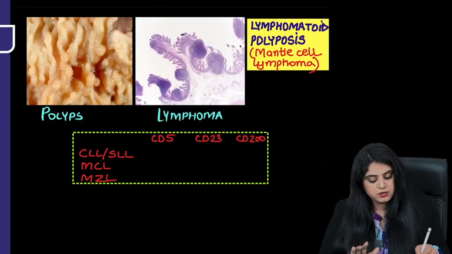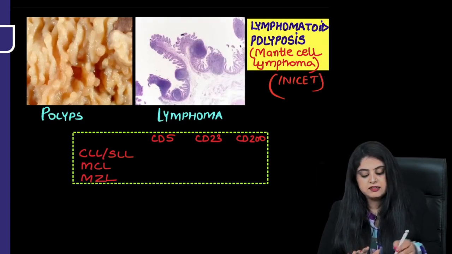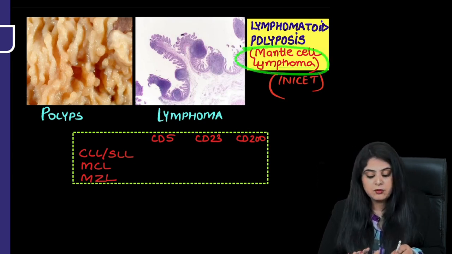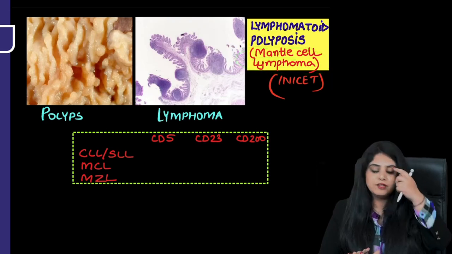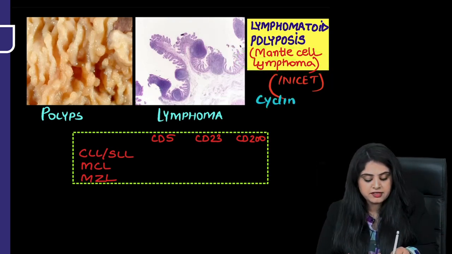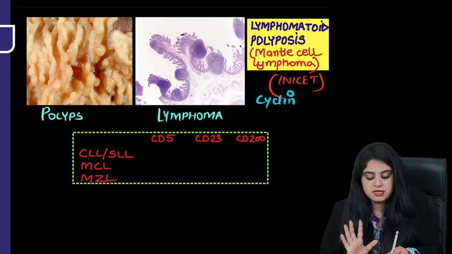Coming to the next, this image is only important in case you're targeting the INI CET exam. There is a lymphoma called mantle cell lymphoma. In mantle cell lymphoma everything becomes mental. That is how we had learned. Mental means, they asked you which cyclin is positive: cyclin D, E, A, B, C, which cyclin? So you said mantle. In mantle, everything is mental, meaning dumb.